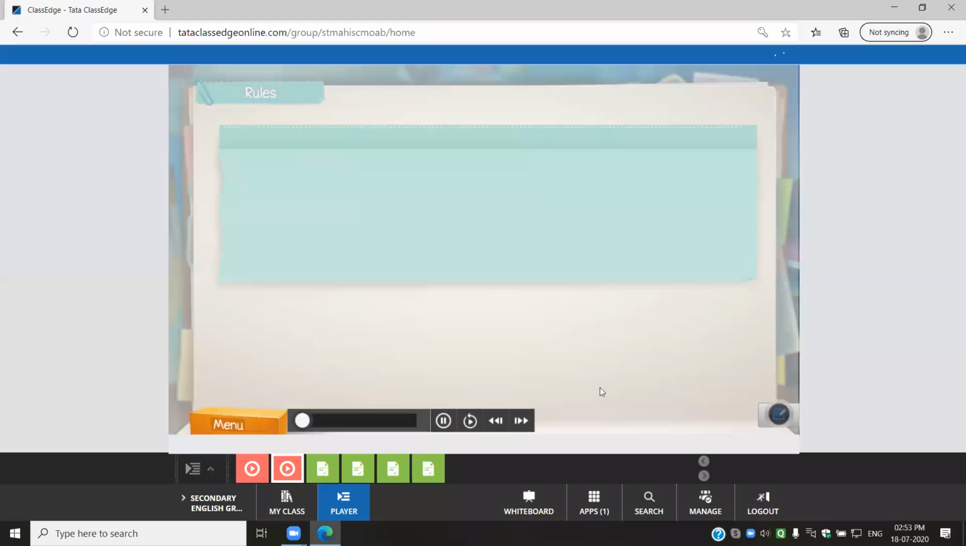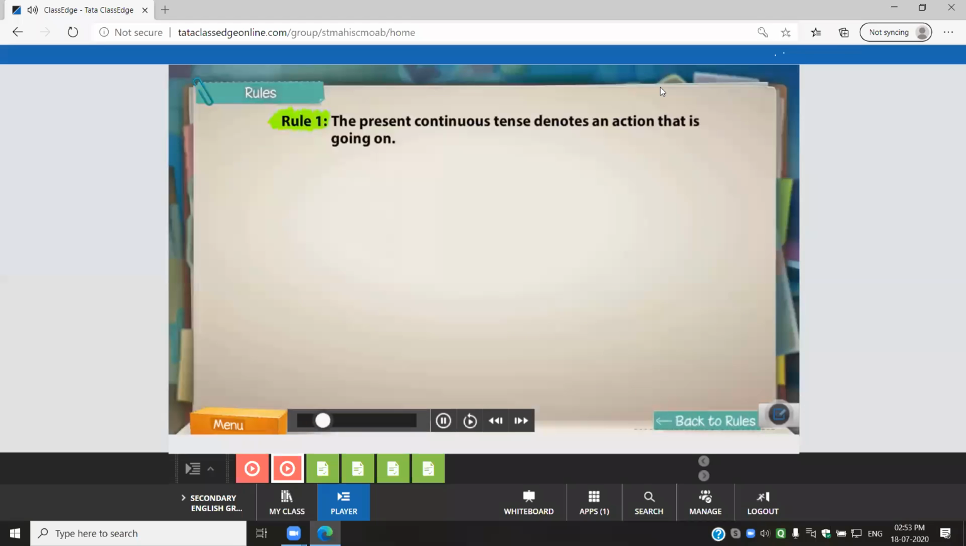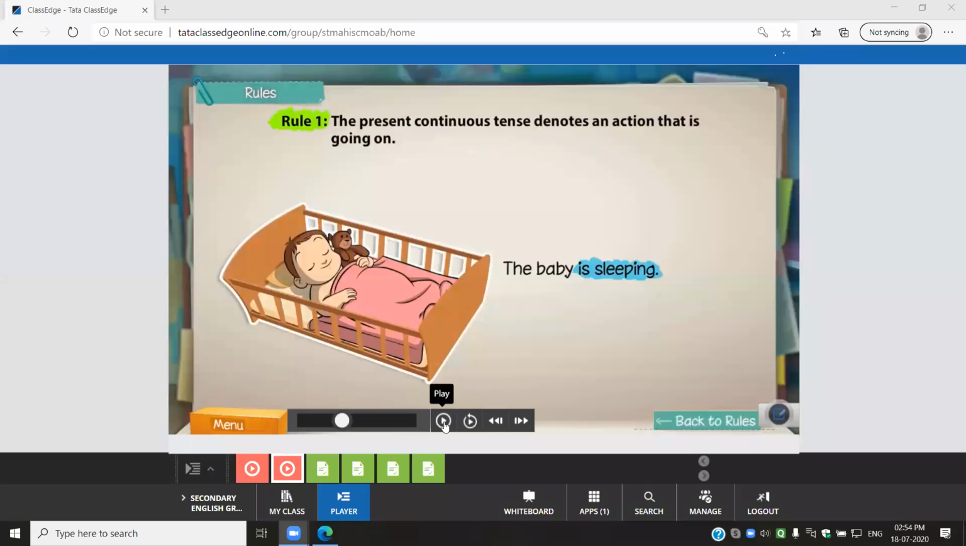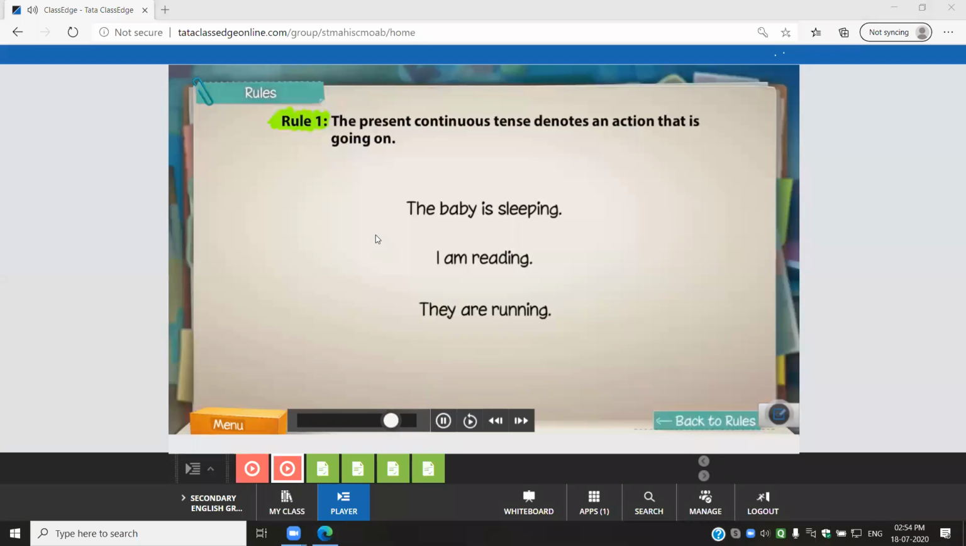You can use the present continuous tense to denote an action that is going on. This sentence, for instance, is happening now. So, the present continuous tense, is sleeping, is used here. When using the present continuous tense, you add the correct form of the verb be, such as is, am, or are, with the ing form of the verb.